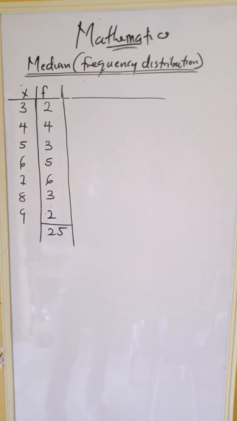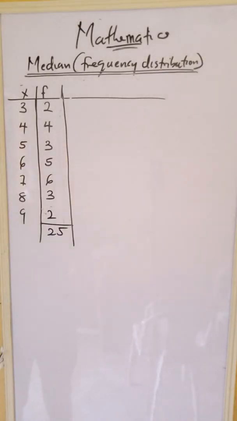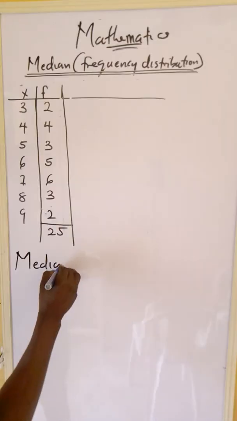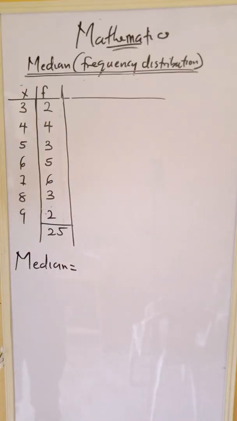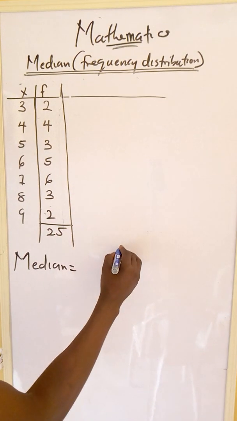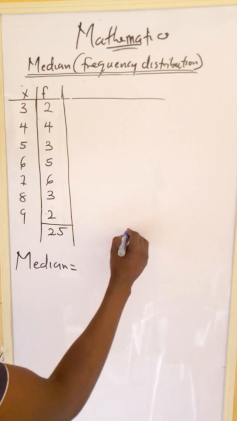From the previous example, this is what we got, so we add this to be our table. Now we want to calculate the median. First thing we need to do: your total frequency is what? 25. We need to get our median class first.